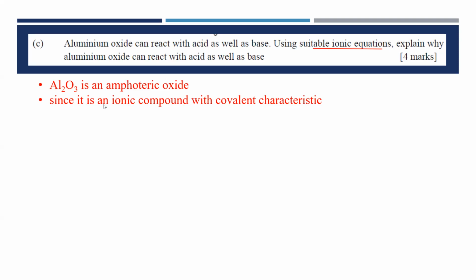So why is aluminium oxide amphoteric? Because it is an ionic compound with high covalent character. You might want to add this: due to the small size and high charge of aluminium.